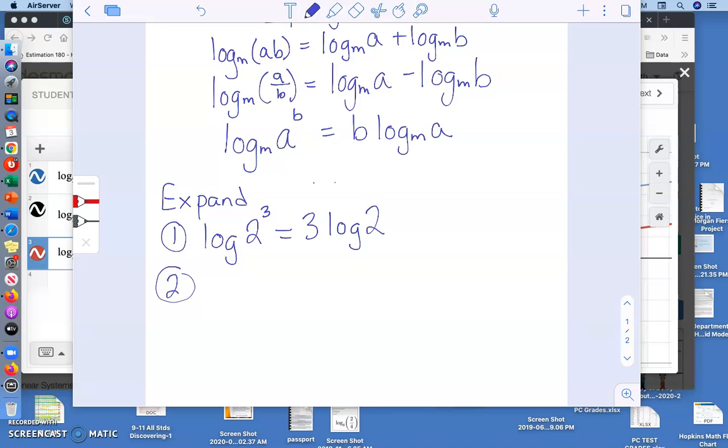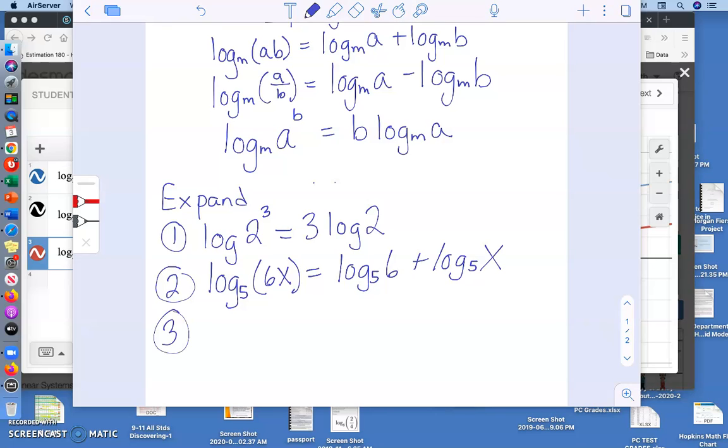If we had one to expand and I said log base 5 of 6x, well, we want to break it apart, so multiplying, if I go back up to that first rule, goes back to adding. So log base 5 of 6 plus log base 5 of x.